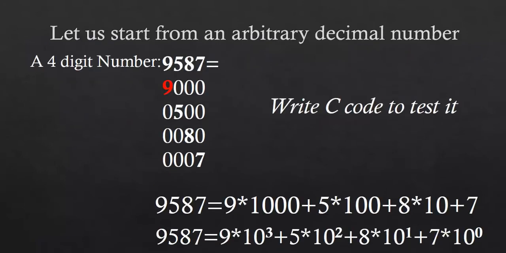Okay, so in the first slide, there was an example of breaking up a decimal number, like I had taken 9587. Now we'll just write a C code to check whether this is true or not. So how to write that code? Let's see.